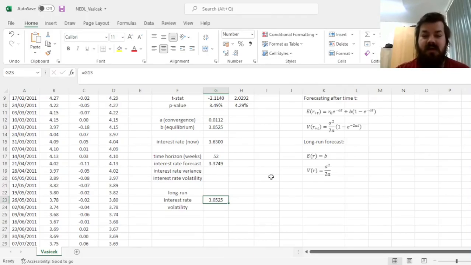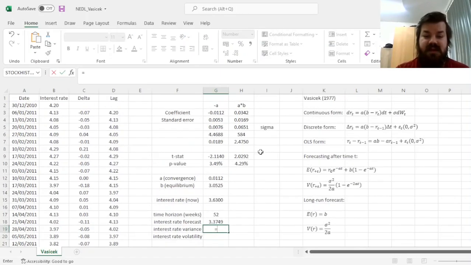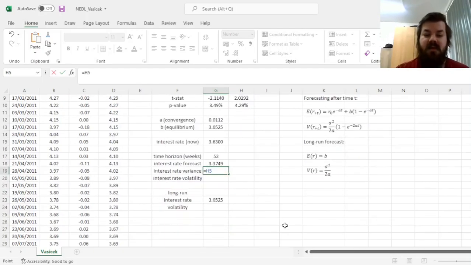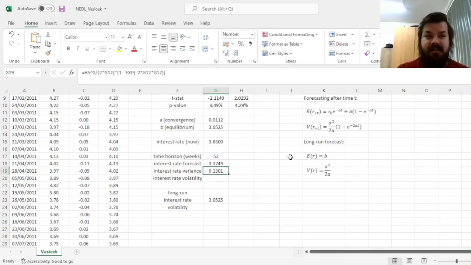3.05%. Also, we can use the Vasicek model to calculate a closed-form solution for the variance of the interest rate over the course of the period. To do that, we have to use this particular formula here. And to do that, we need to look up the value of the sigma, the standard error of the regression, over here. And we need to square the sigma to get the variance, divided by 2 times a, and multiply by the parentheses that also contain the exponential term in terms of the convergence. Exponent of minus 2 times the convergence speed times t, which is the time period that we care about. And that gives us the interest rate variance of 0.13.